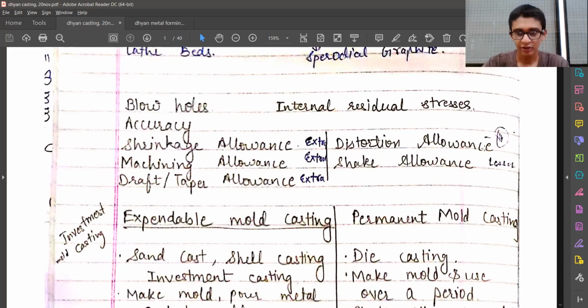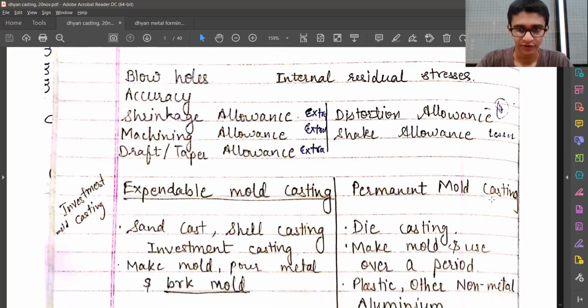That's what it means. Distortion allowance is a bit difficult. Somewhere we need to use extra material, somewhere less material, so distortions may occur. That is a bit complex where we have a very thin but long part made using casting. Shake allowance means when we shake the mold while preparing it, we shake it and ramp it so the sand is properly fixed. In that case we need less actual metal to be poured. So that is shake allowance.